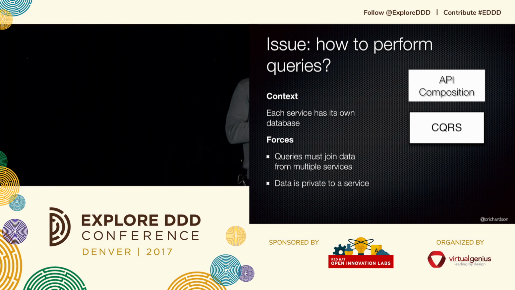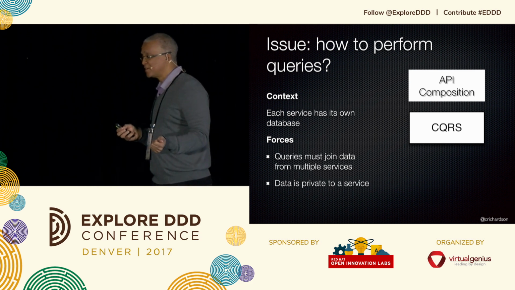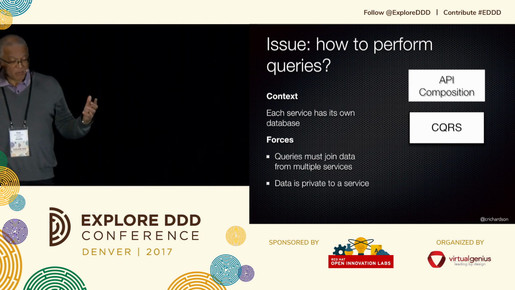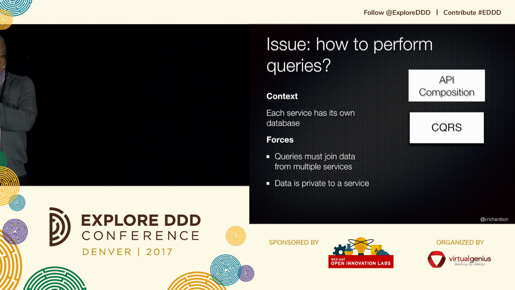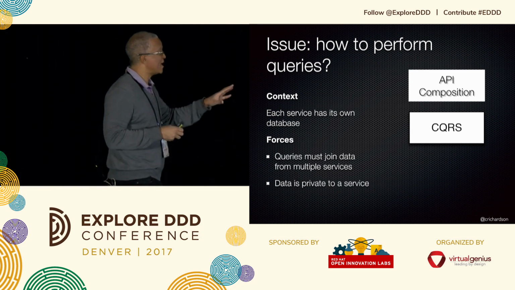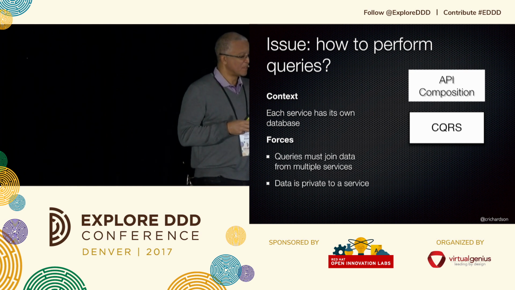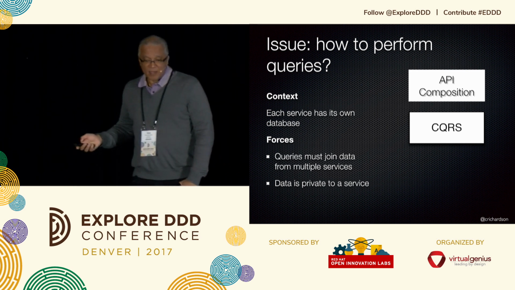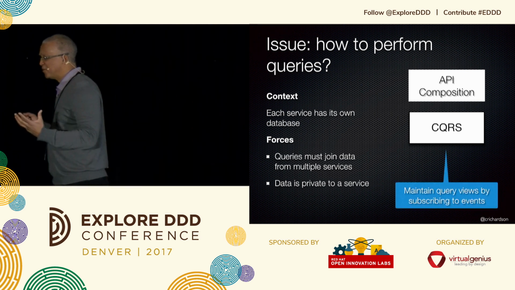API composition is simply where, if there are 5 services that own the data you need, you just ask those 5 services to give you the data. The alternative is to use CQRS, Command Query Responsibility Segregation, where you maintain a separate view by subscribing to the domain events that are published whenever your data changes. API composition is simpler, but isn't always efficient, so you have to use CQRS. So those, to me, are the core patterns.